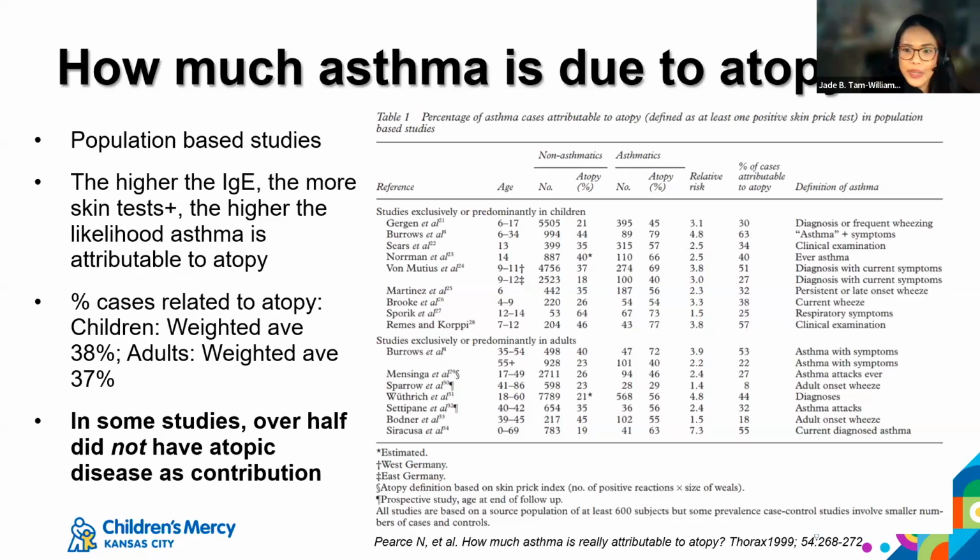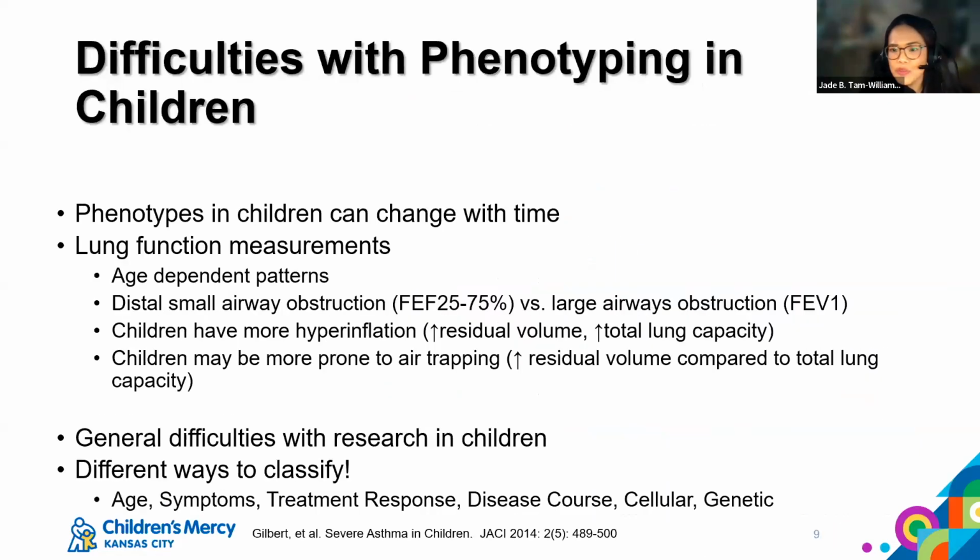not allergic related, right? So, what are the difficulties with phenotyping asthma in children? We, as pediatric care providers, recognize that children are not little adults, and there are definitely some issues that are harder for children. When we say phenotyping, what we're trying to say is, what is the type of asthma you have, right? The first thing to say is that phenotypes, or how children present with asthma, can change with time as they change.